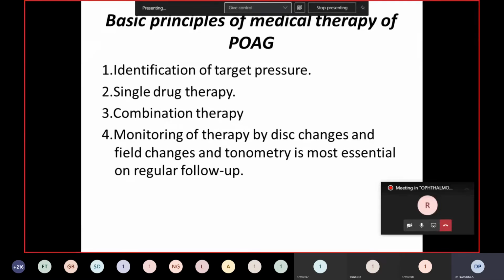A combination of two or more drugs. Three is the maximum; three drugs can be used maximally as a combination therapy. And after that, monitoring of the therapy by disc changes, visual field, and tonometry is most essential on a regular follow-up, to see whether after achieving that target pressure the disease process is progressing. Because all these glaucoma changes I have told you about are irreversible changes. So we can't reverse the changes which have already occurred. The only thing we can do is prevent further progression of the disease. So that is our motto.